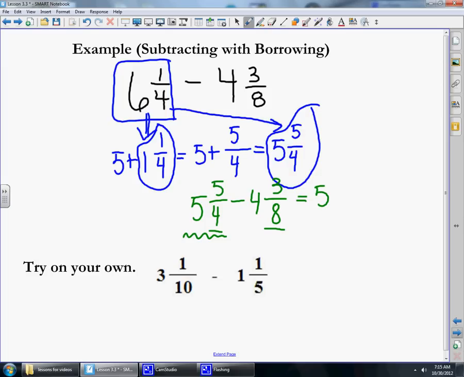5, and meaning I need to multiply this fraction by 2. So that leaves me with 5 and 10/8 minus 4 and 3/8. Subtract the whole numbers, 5 minus 4, and we get 1. And then subtract the fractions, 10/8 minus 3/8, and I get 7/8.